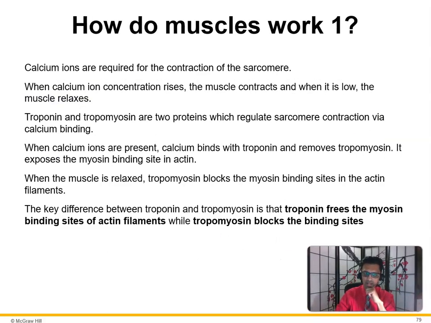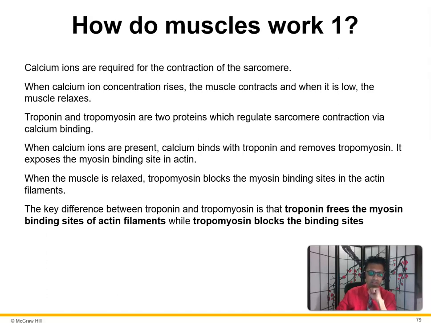So calcium ions are required for the contraction of the sarcomere. When calcium ion concentration rises, the muscle contracts, and when it's low, the muscle relaxes. Troponin and tropomyosin are the two regulatory proteins which regulate sarcomere contraction via calcium binding. When calcium ions are present, calcium binds with troponin, and it removes tropomyosin. It exposes the myosin binding site in actin.